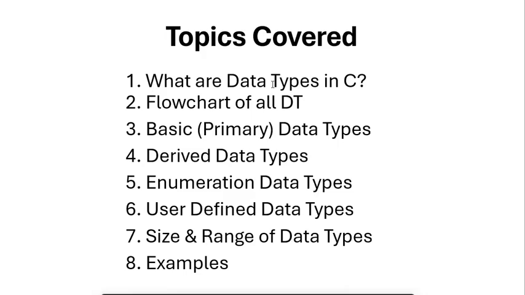What are all the data types in C? Flowchart of all data types. Basic, that is primary data types, derived data types, enumeration data types, user defined data types, size and range of the data types, and an example for all the data types.